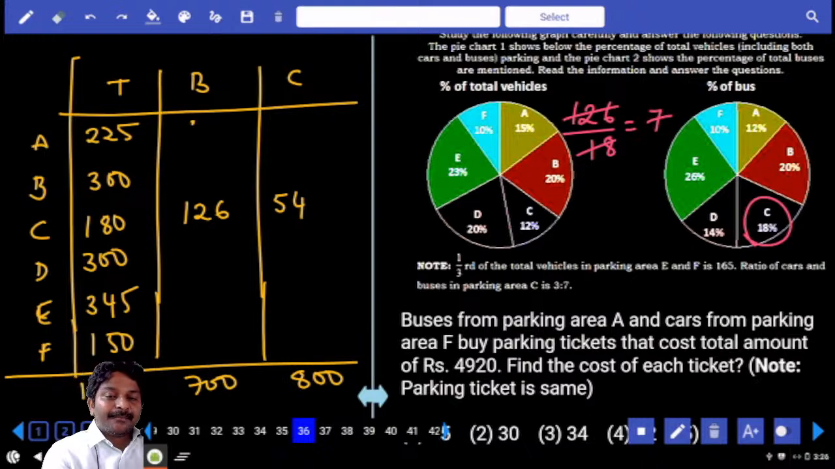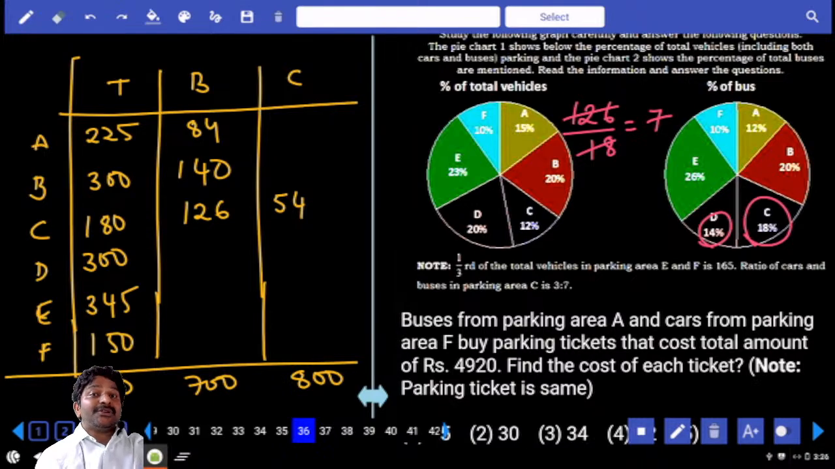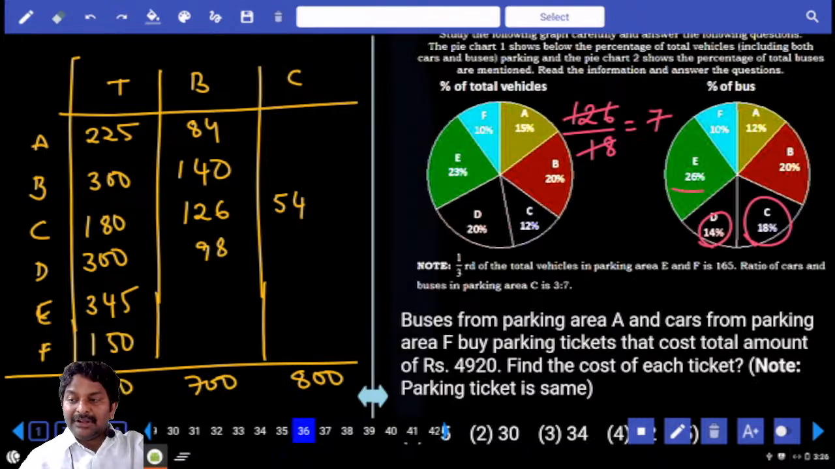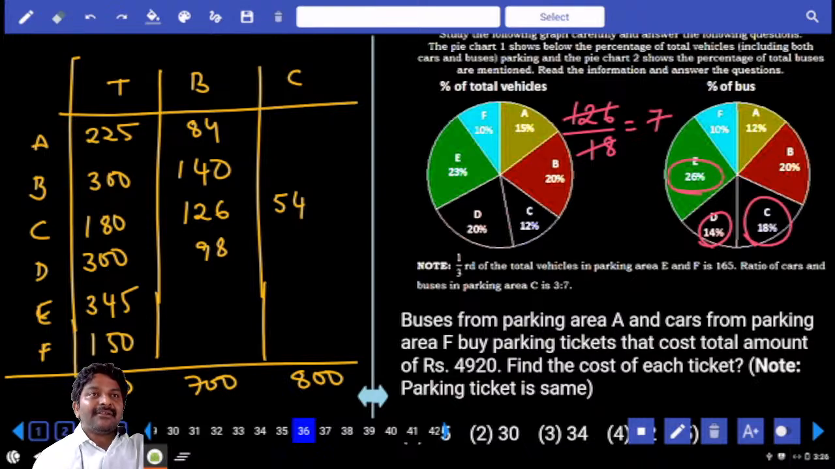12 into 7, 84. 20 sevens, 140. 14 sevens, 98. 26 sevens, 182. 6 into 7, 42. 10 into 7, 70.